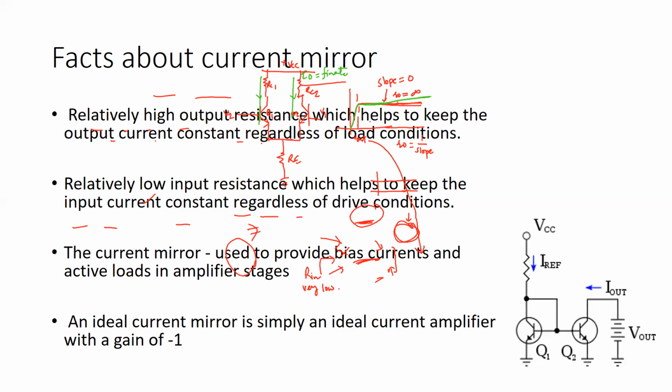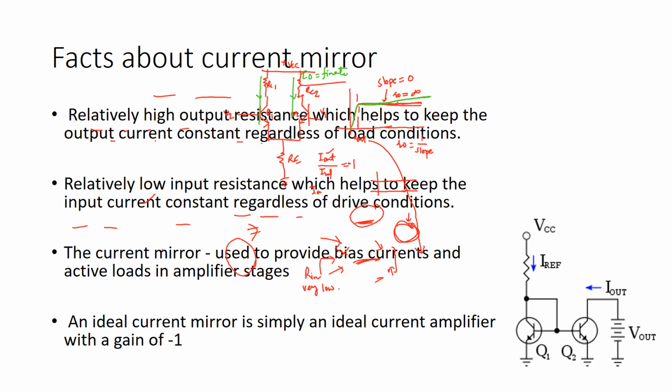The fourth point we would like to state here is that the ideal current mirror is simply an ideal current amplifier with a gain of -1. We know that the ratio of I out divided by I reference, which is I in, is equal to 1. That's why we say it's a current mirror, because I out is equal to I reference. But if I out has the same magnitude but opposite polarity, you can sometimes have a negative sign here. That's why we say it's simply a current amplifier with a gain of -1.